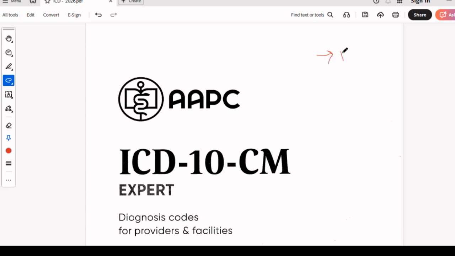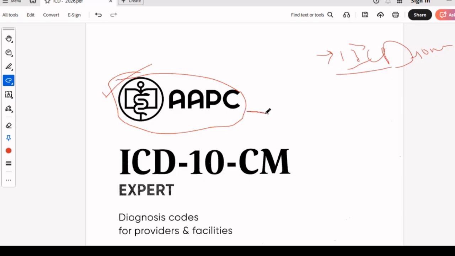One module is called ICD-10-CM. What is it? ICD-10-CM is nothing but International Classification of Diseases, 10th Clinical Modification. Just as we have many universities available, in the same manner there is an organization called AAPC. What is it? AAPC is nothing but the American Academy of Professional Coders, right?